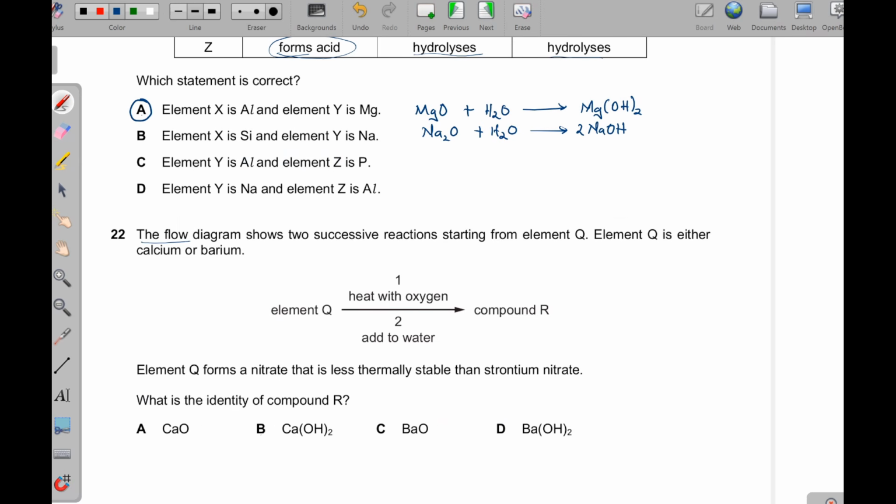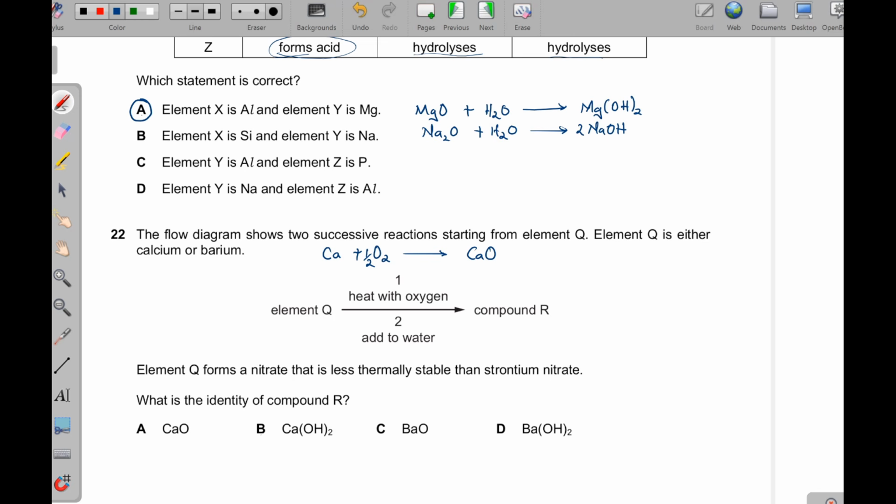Question 22. The flow diagram shows two successive reactions starting from the element Q. Element Q is calcium or barium. So first they are saying you heat it with oxygen, we get an oxide. So it is either barium or calcium. Suppose I take it to be calcium, then plus the oxygen, we are going to get calcium oxide. I can put a half here.